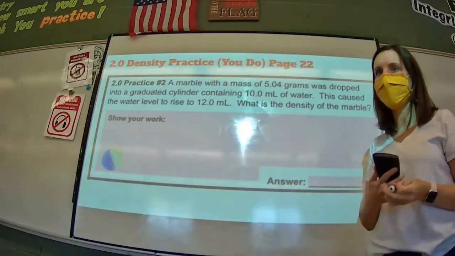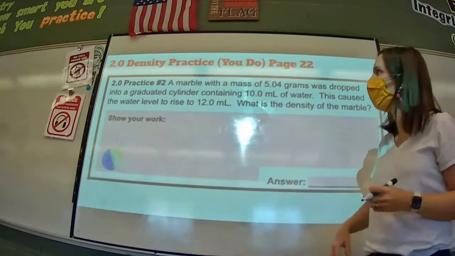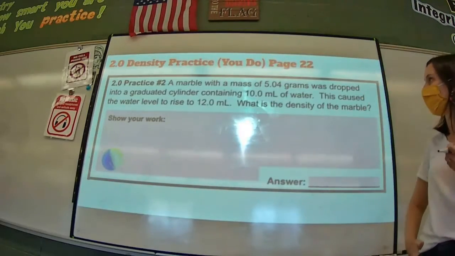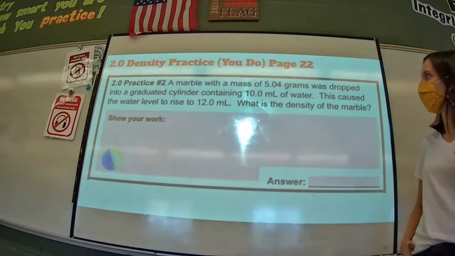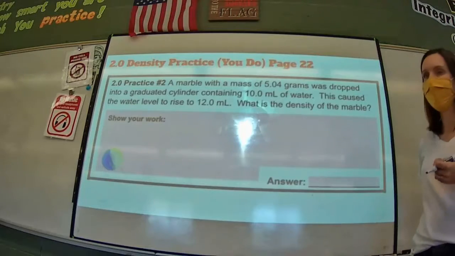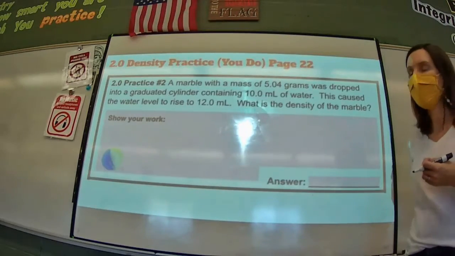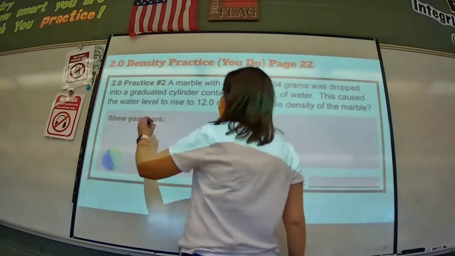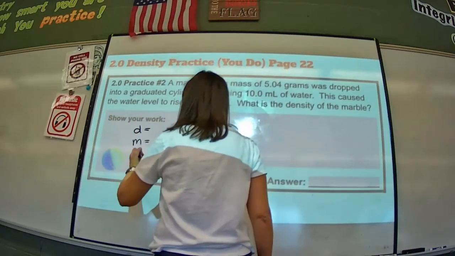So practice problem number 2. Looking at practice problem number 2, it says a marble with a mass of 5.04 grams was dropped into a graduated cylinder containing 10 milliliters of water. This caused the water level to raise to 12 milliliters. What is the density of the marble? So what I'm going to do again is I'm going to write down my variables. So D equals, M equals, V equals.